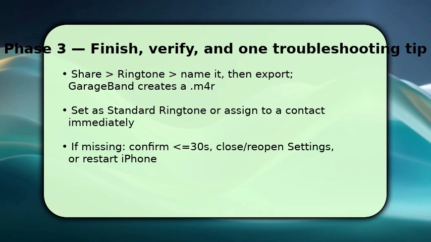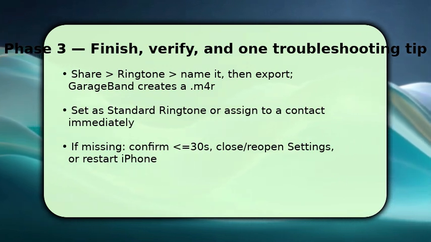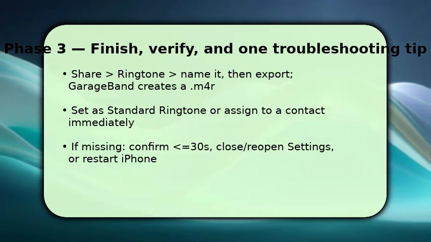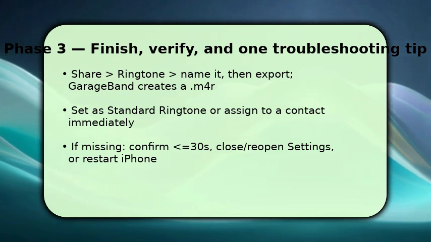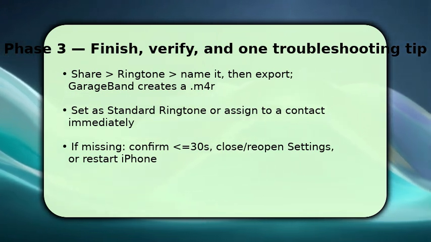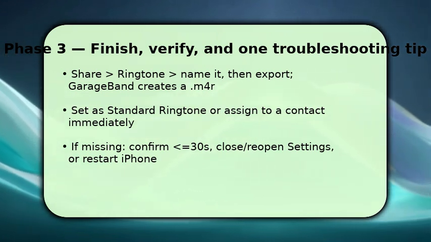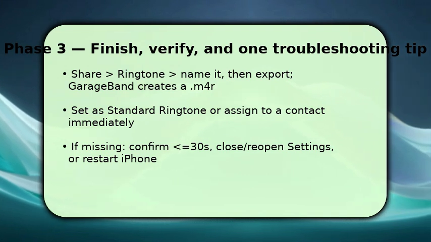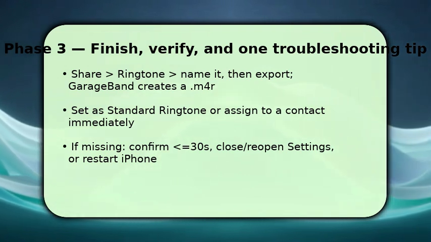You can set it as the default ringtone or assign it to a contact from the prompt or later in Settings, Sounds, and Haptics. If the ringtone does not appear, make sure the clip is under 30 seconds, check Files permission, or restart the phone. This fixes most visibility or permission issues quickly.